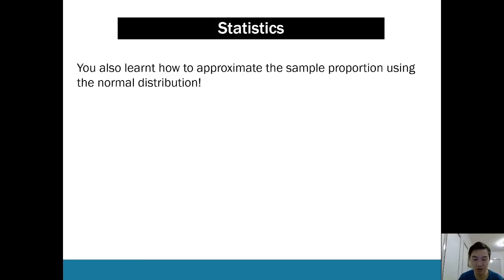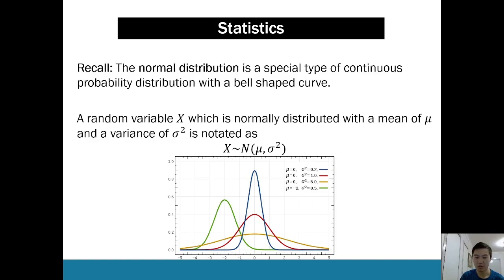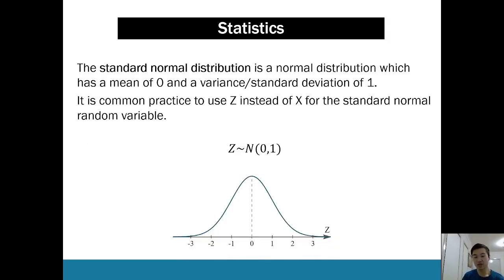So you also learned how to approximate the sample proportion using the normal distribution. Recall from Maths Advanced that the normal distribution is a special type of continuous probability distribution with a bell curve shape. If we have a random variable x which is normally distributed with a mean of mu and a variance of sigma squared, then we can notate it like so. The first number here is going to be the mean, the second number is going to be the variance. The standard normal distribution is a normal distribution which has a mean of 0 and a variance or standard deviation of 1.